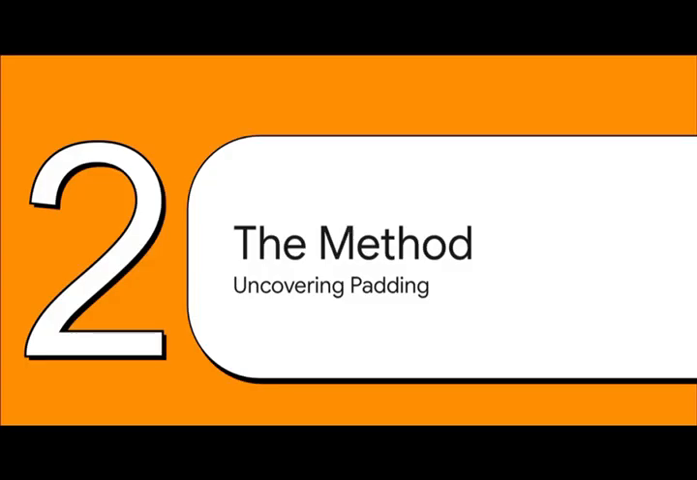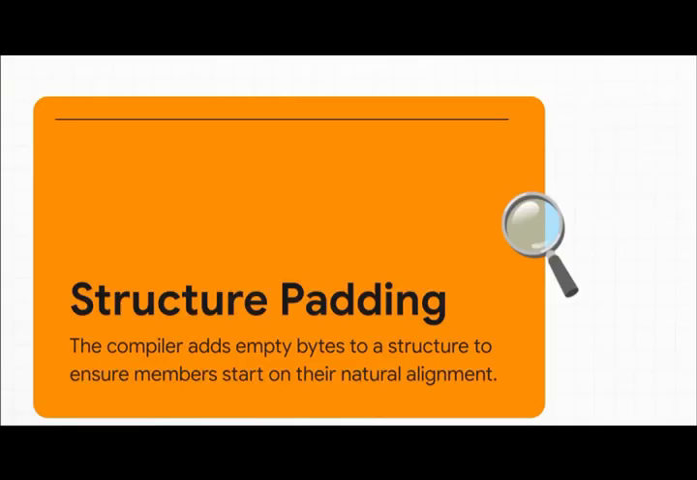Okay, so if alignment is the motive, then what's the method? How does the compiler actually enforce these rules? Well, this is where our invisible culprit finally shows its face. We're talking about structure padding. So what is structure padding? Well, it's pretty simple, really. It's just the compiler automatically and silently inserting empty bytes into our structs. It uses this padding to nudge the other members around until every single one of them is sitting perfectly on its required alignment boundary.